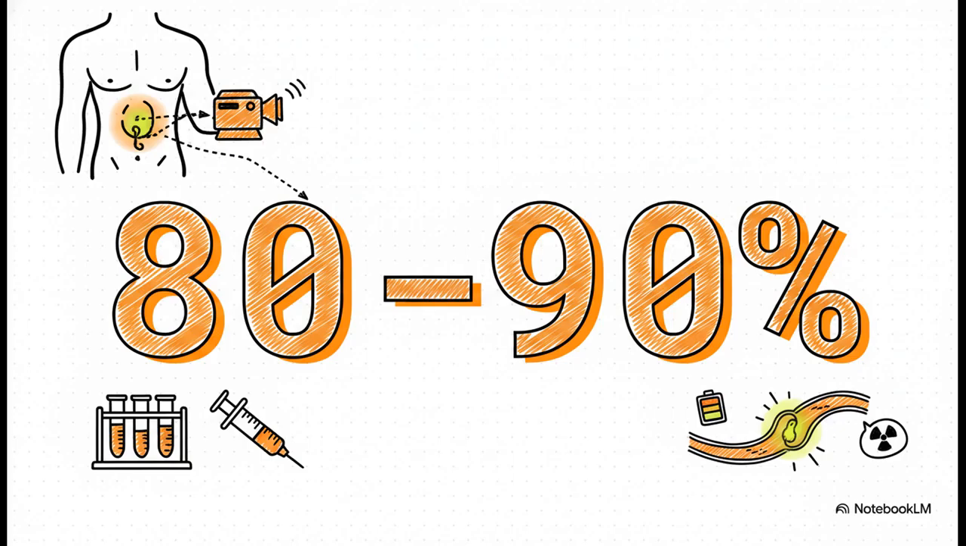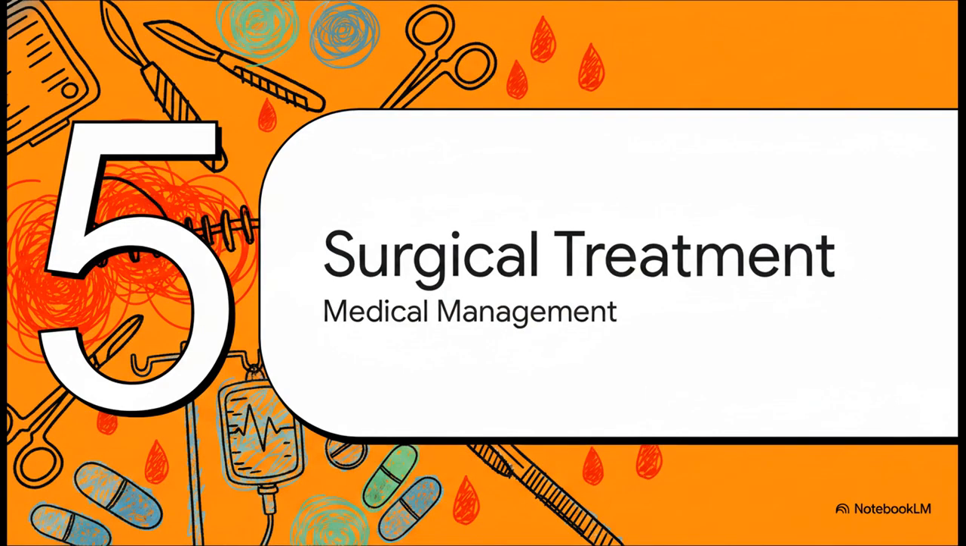And of course, right alongside this scan, you're running standard labs like a CBC and a basic metabolic panel to rule out other bleeding disorders and check the patient's hydration levels. Next up, Section 5, Surgical Treatment and Recovery, Medical Management.